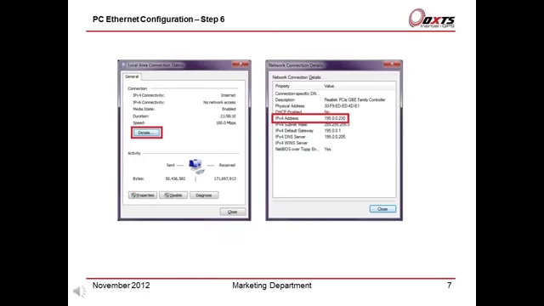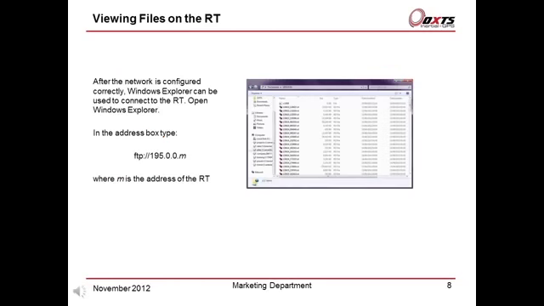Now let's look at step 6 of the PC Ethernet configuration. To check the new IP address of the laptop, it can be checked within the details window found in the local area connection status window for the port you configured.